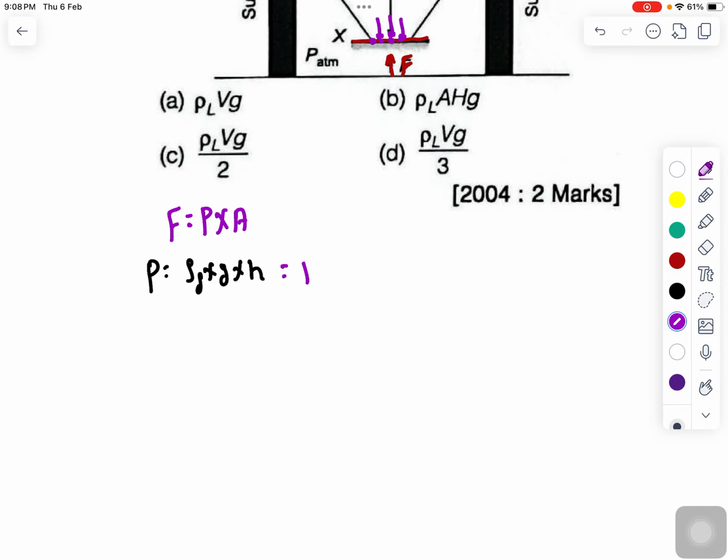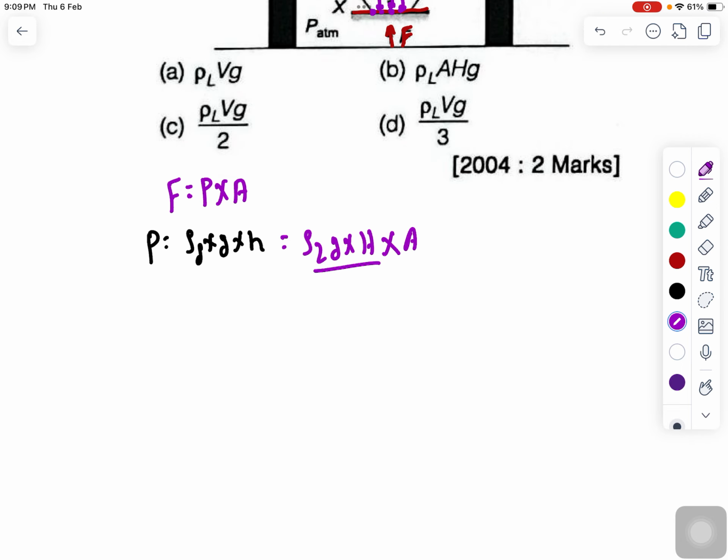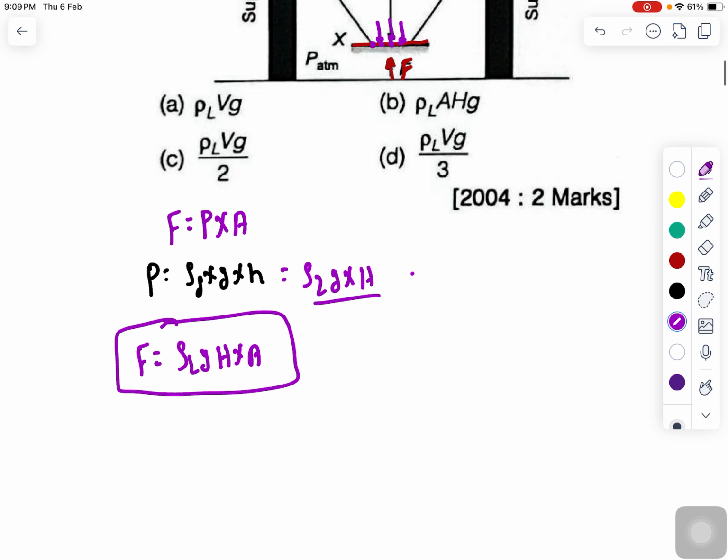So what is rho f? Rho f is the density of water, so that is rho l times g multiplied by the height, capital H. And the area is given to you, A. So this one is the pressure, and then you can calculate the force, which equals rho l g H multiplied by area A. This will be the force applied from the top direction, so this much force should be applied from the bottom direction to prevent the leakage of the water. So option B will be your correct answer.